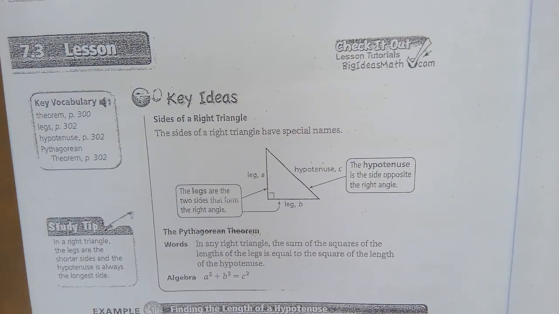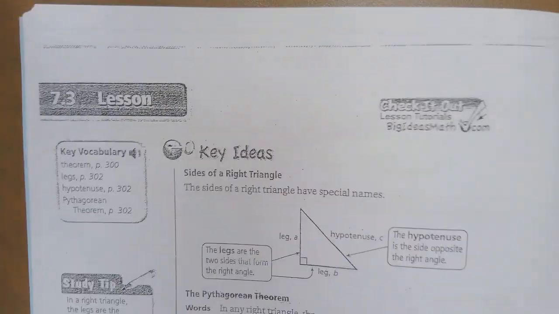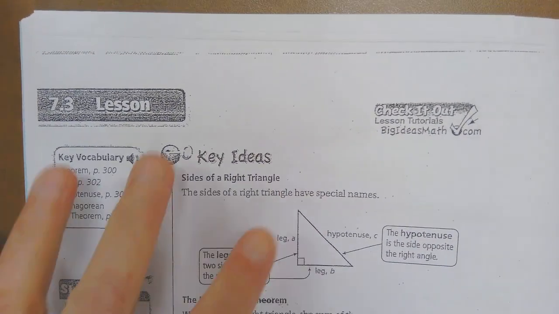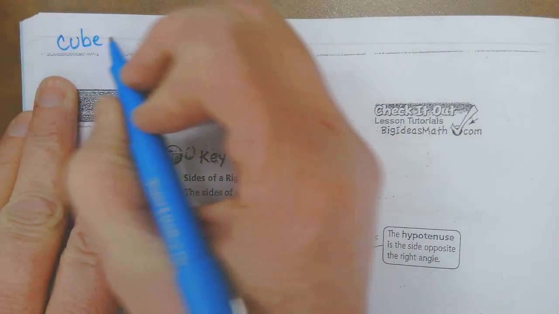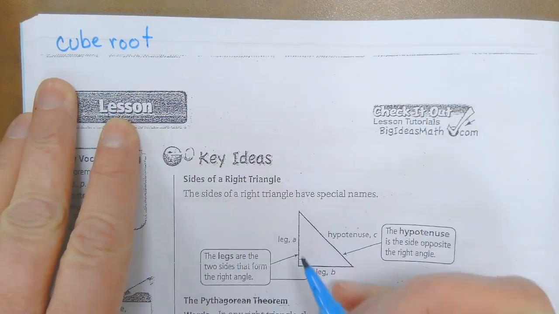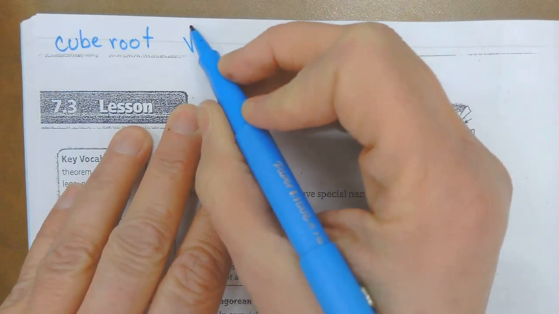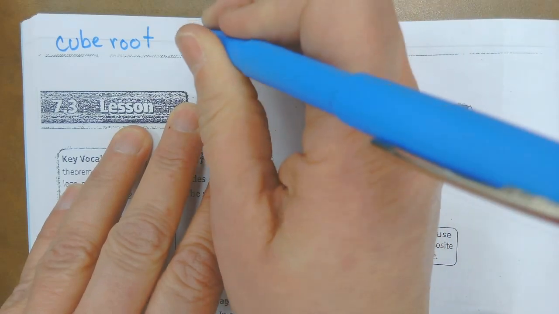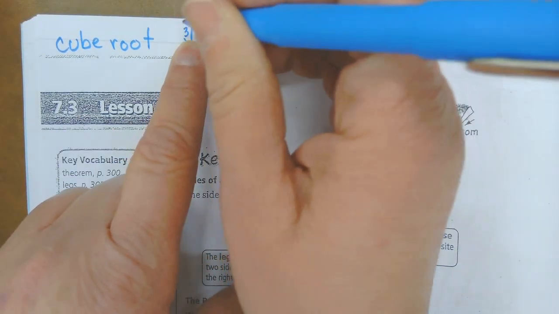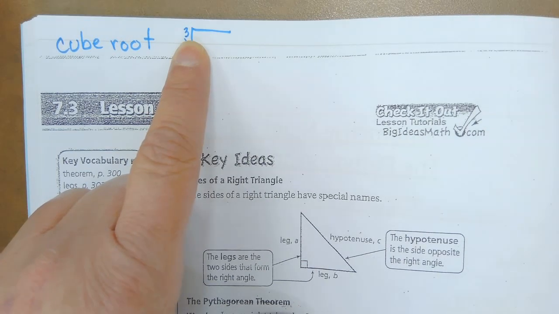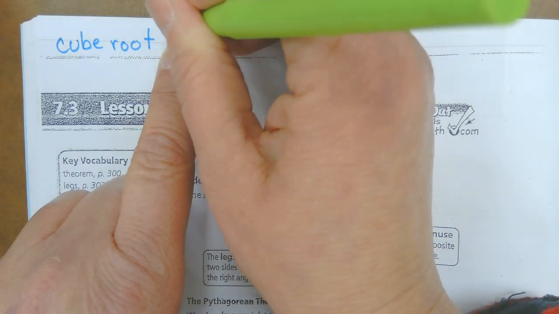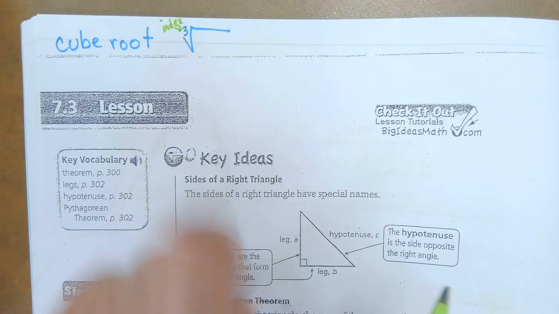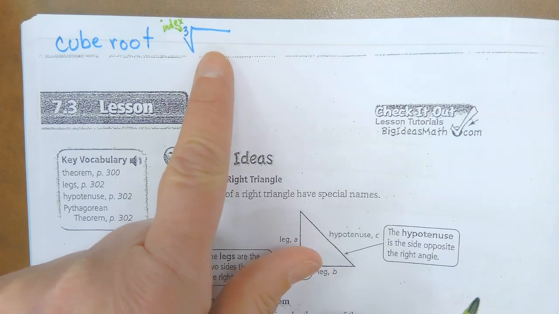Hi, you guys, and we are going to be talking about basically 7.3, but I want to touch on lesson 7.2 that we are skipping. It is talking about a cube root, and a cube root is when we have something like our same square root, but the index is 3. This right here is called the index, and that tells you how many times you are using the number as a factor to get this.